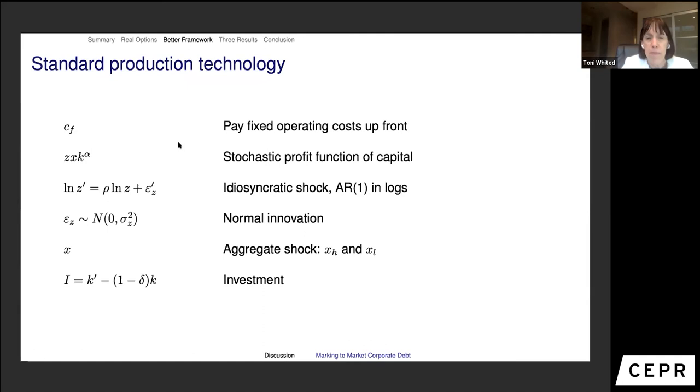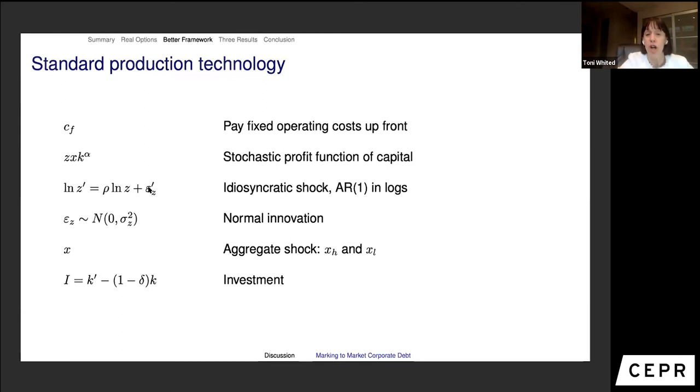So we have Z, X, K to the alpha. Alpha is between 0 and 1. Z is an idiosyncratic shock, and X is an aggregate shock. So the idiosyncratic shock follows an AR1 in logs. This is pretty standard. So a prime is tomorrow, no prime is today. Rho is a serial correlation coefficient. And this epsilon is a normal innovation, fine.